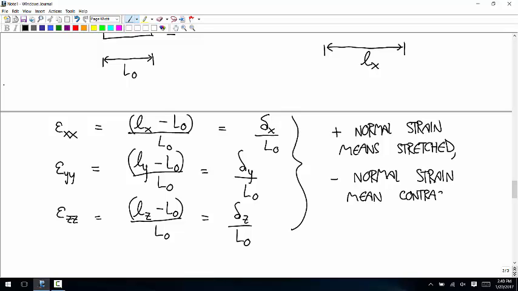Do you remember what it means with normal stresses if you have a positive normal stress? If you have a positive normal stress, it means that along that axis, the thing is in tension, being pulled apart. And if you have a negative normal stress, it means it's in compression. So there's a natural relationship between positive strain and positive stress, or negative strain and negative stress. If you pull something apart, it stretches. If you push it together, it contracts.